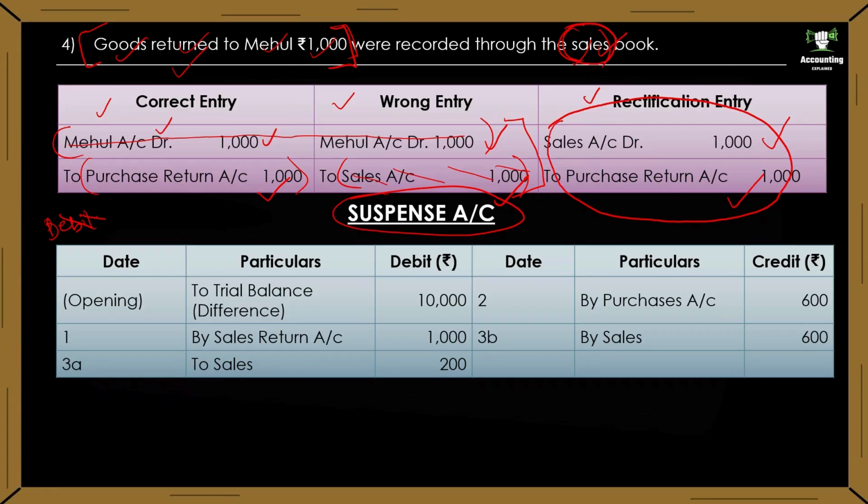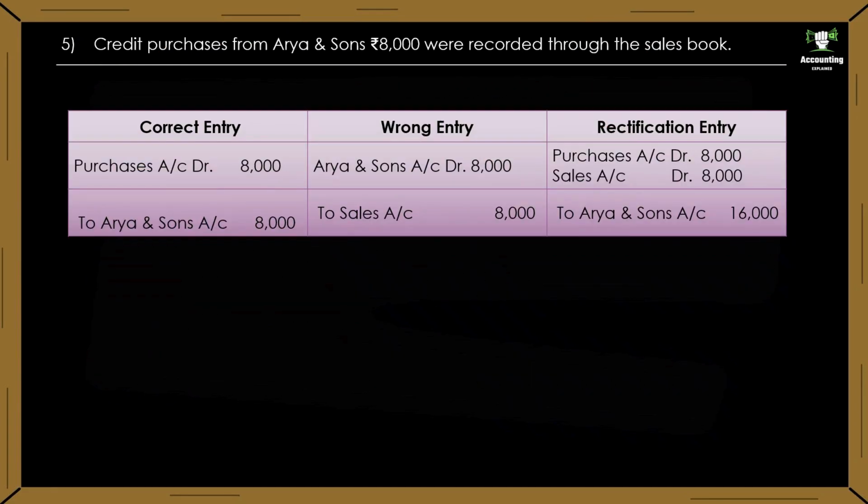Next transaction. Credit purchases of rupees 8000 from Arya and Sons were recorded through the sales book. This credit purchase, we have recorded it as sales. It is as simple as this. Okay. Now, two accounts are involved. So, we have to use this format. First, let us see the correct entry. Credit purchases from Arya and Sons rupees 8000. When you make purchases, it is an expense. So, purchase account has to be debited 8000 to Arya and Sons. Credit the giver, he is the creditor, to Arya and Sons 8000.